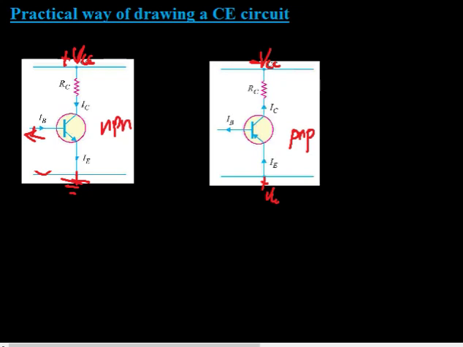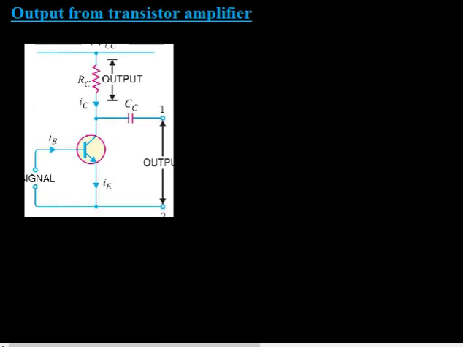Now let's discuss how we can take output from an amplifier circuit. For that, consider an amplifier circuit in this form. Here we have not represented the biasing voltages, only plus VCC is shown here.